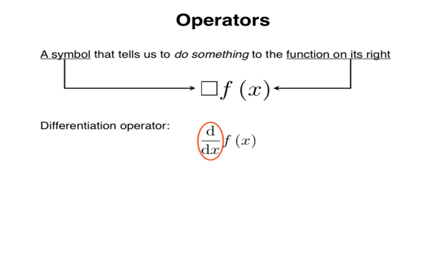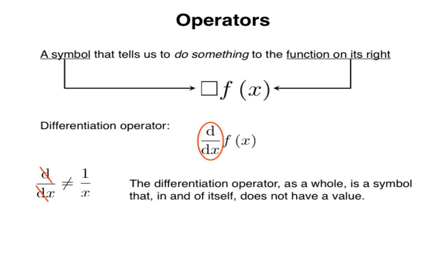An example is the differentiation operator, d over dx. If we were doing algebra, we could have divided the numerator and the denominator of this fraction by d, and we would have just ended up with 1 over x. Of course, this isn't something that you can do in calculus, because d over dx isn't just an algebraic expression. It is a symbol that tells us to take the derivative of the function on its right with respect to x, according to a rule known to us.